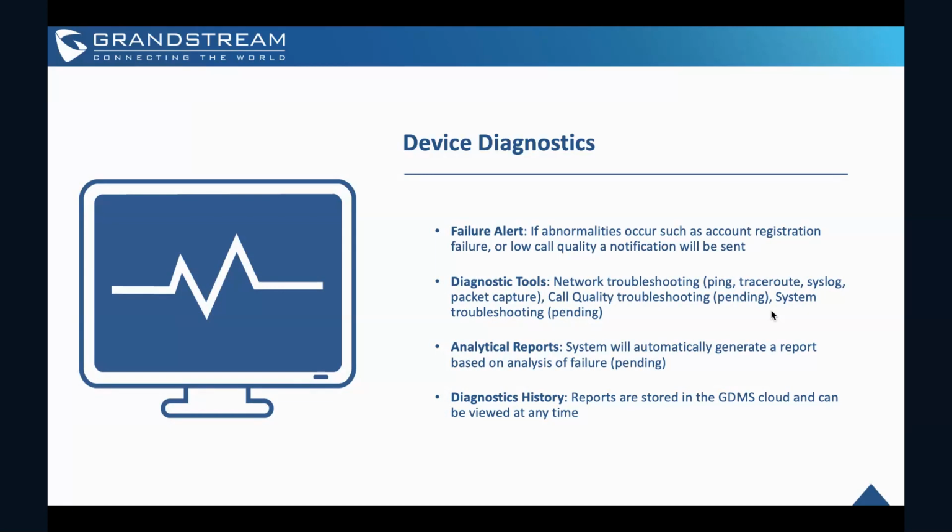And the reports are stored in GDMS Cloud and can be viewed at any time. So not only do we see the information right now, we can actually pull out historic reports so that we can start to see exactly what's been going on. If we've got an ongoing issue, we can pull the historical reports to see and start to determine what is causing those issues.